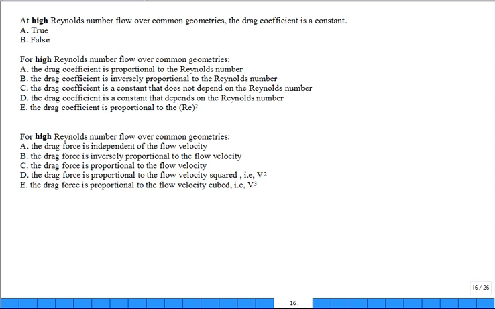At high Reynolds number flow over common geometries, the drag force is a constant. Do you agree? High Reynolds number flow. Constant, true. For high Reynolds number flow over common geometries, the drag coefficient is what? Is the drag coefficient proportional to the Reynolds number? Is the drag coefficient inversely proportional to the Reynolds number? Something like that, this constant proportionality, etc.